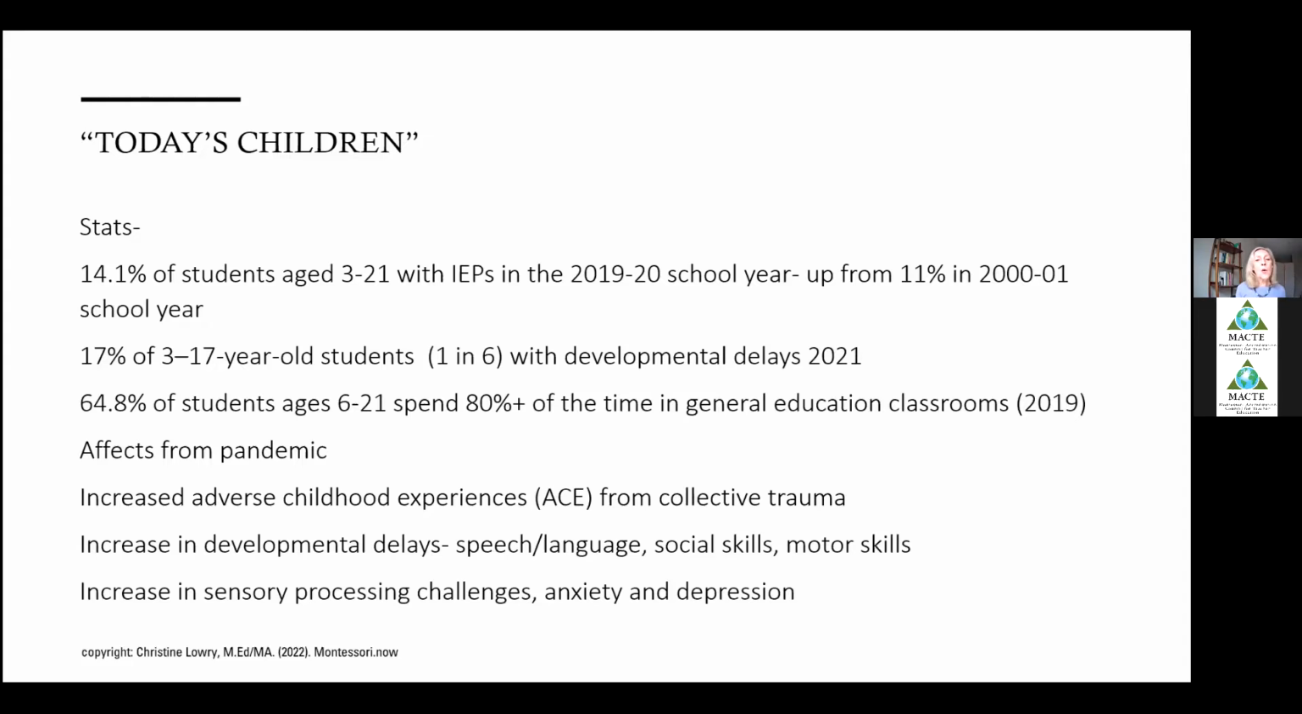So we know that in the 2019-2020 school year, 14.1% of students aged 3 to 21 had IEPs, individual education plans, which meant that those students had been identified as having a significant enough struggle with behavior and or learning that they went through a very rigorous evaluation process.